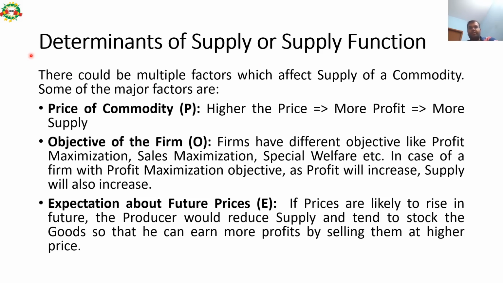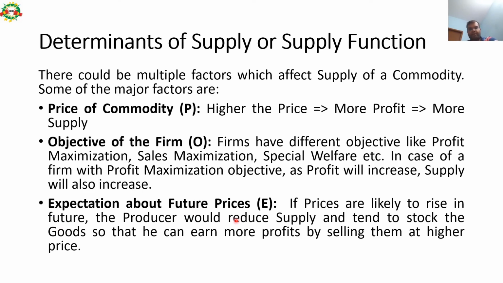These are the determinants of supply or supply function. So there could be multiple factors which affect supply of a commodity. Some of these major factors are price of commodity, P. Higher the price, more will be the profit for supplier, and more supply will be done by suppliers or manufacturers. Objective of the firm. Firms have different objectives like profit maximization, sales maximization, social welfare, etc. In case of a firm with profit maximization objective, as profit will increase, supply will also increase.